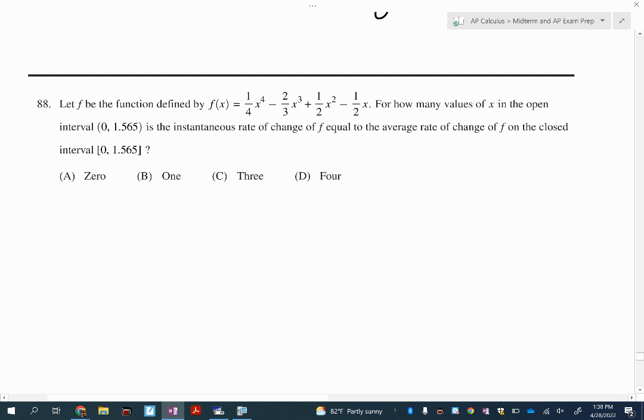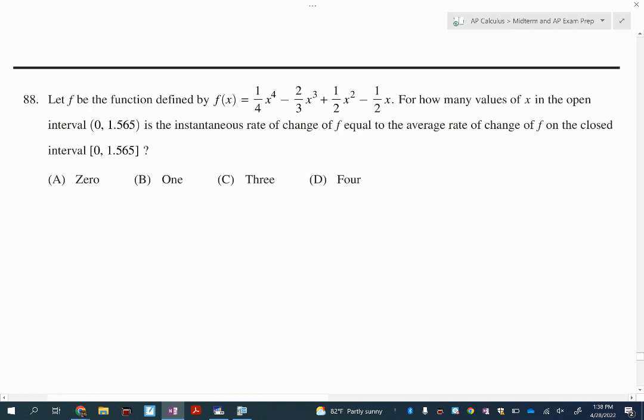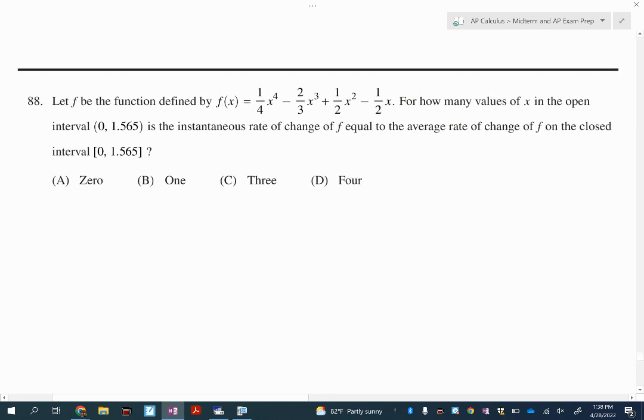Okay, let's go to 88. All right, it says, for how many values of x on this function in the open interval between 0 and 1.565 is the instantaneous rate of change of f equal to the average rate of change? That's a fancy way of saying one simple word that you need to know in this class. It starts with a D: derivative. Very good. Instantaneous rate of change is just derivative.